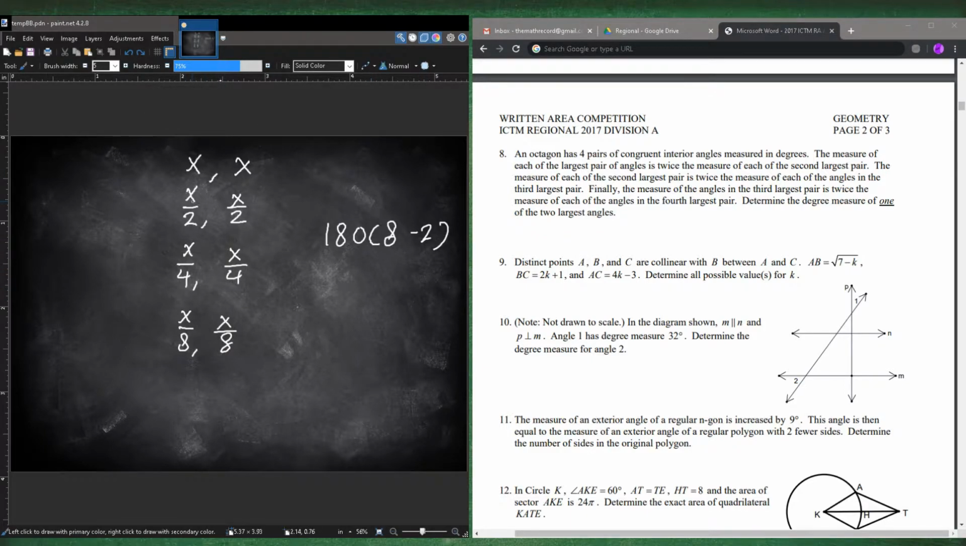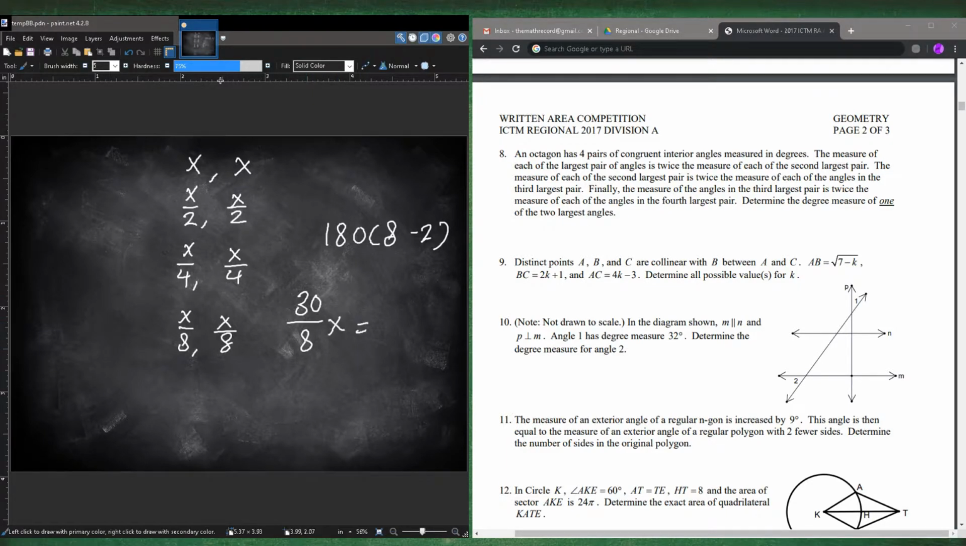So we have x plus x over 2 plus x over 4 plus x over 8. So that's just 1 plus 1 half plus 1 fourth plus 1 eighth, and they're all x's, right? So that's 8 over 8, 4 over 8, 2 over 8, and 1 over 8. So that's 15 over 8, okay? Since there's 2 of them, it's 15 times 2, so that's 30 over 8.